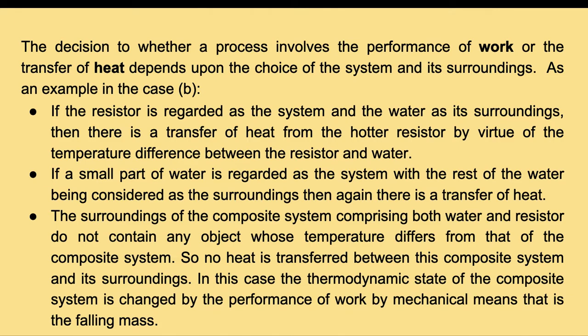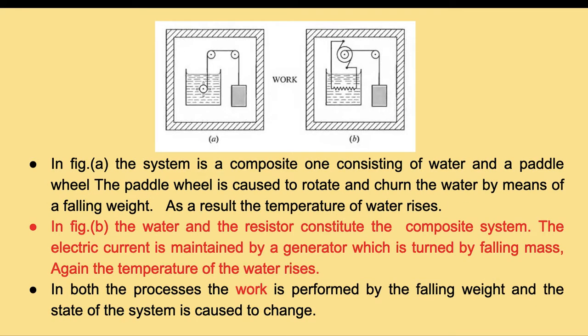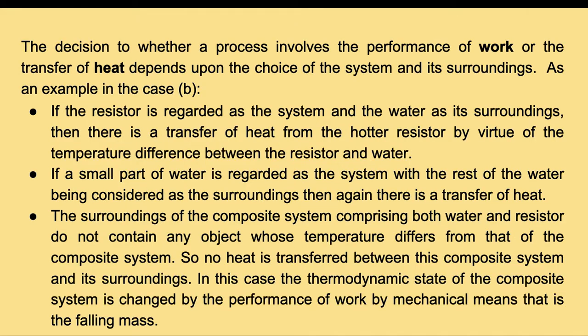As an example, take case B, this one. Just look at that figure. If the resistor is regarded as the system and the water as its surroundings, then there is a transfer of heat from the hotter resistor by virtue of the temperature difference between the resistor and the water. If a small part of water is regarded as the system, with the rest of the water considered as the surroundings, then again there is a transfer of heat. The surroundings of the composite system, comprising both the water and the resistor, do not contain any object whose temperature differs from that of the composite system. So no heat is transferred between this composite system and its surroundings.